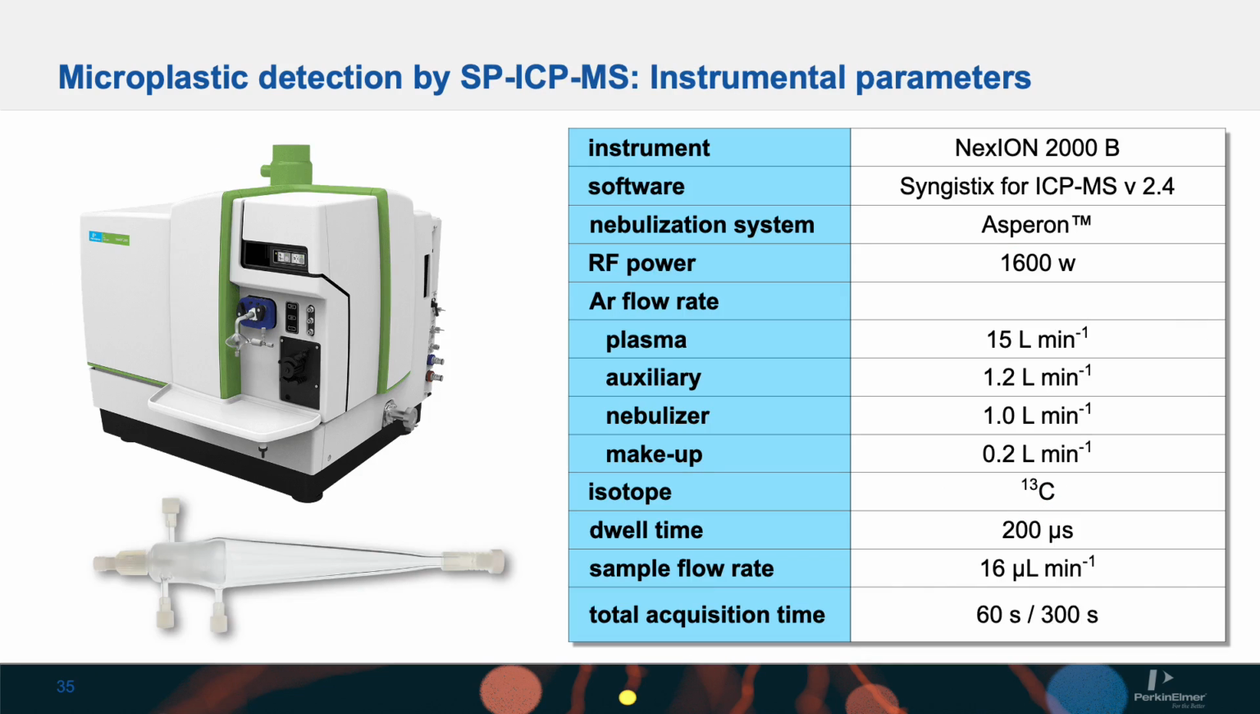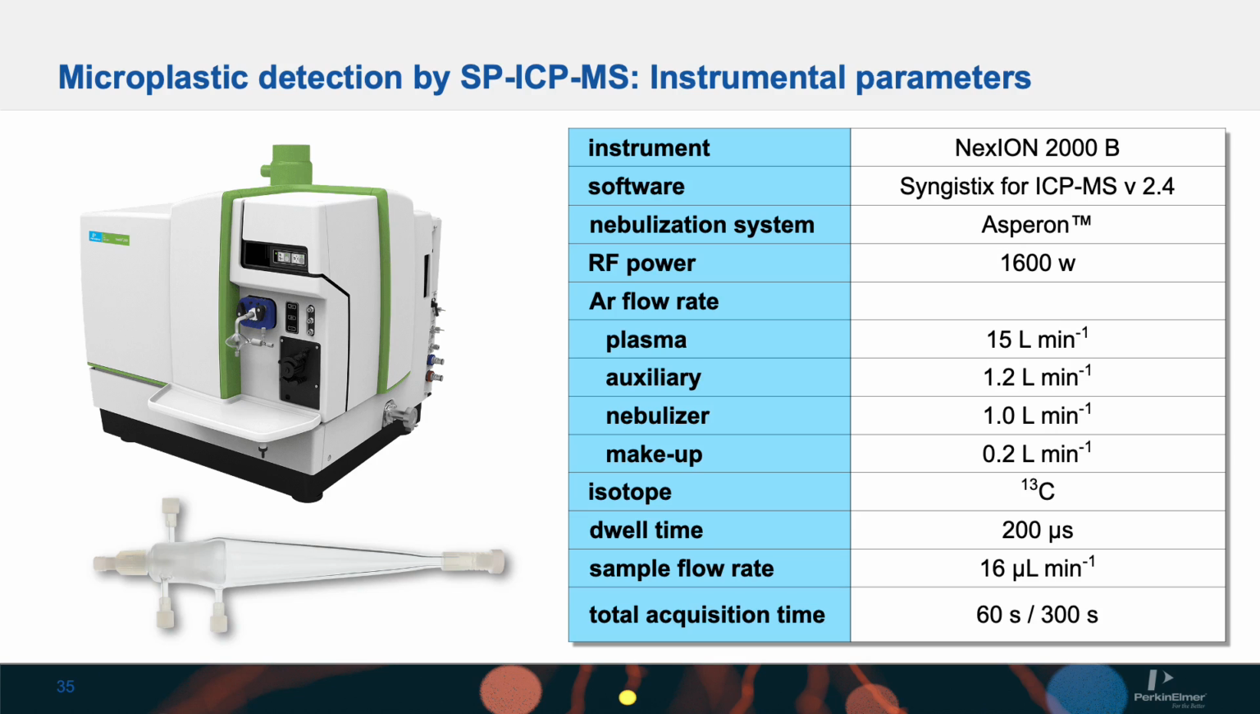Well, now that we know the performance of single particle ICPMS for the detection of microplastics, it's time to analyze samples. This is a summary of the conditions selected for detecting microplastics by single particle ICPMS. We used a NexION 2000 instrument equipped with an Asperon nebulization system and the Syngistix Nano application. The plasma conditions were those used routinely. The RF power was 1600 watts, the plasma gas flow rate 15 liters per minute, the auxiliary gas flow rate 1.2 liters per minute, the nebulizer gas flow rate 1 liter per minute, and the additional makeup gas was 0.2 liters per minute in the Asperon spray chamber.